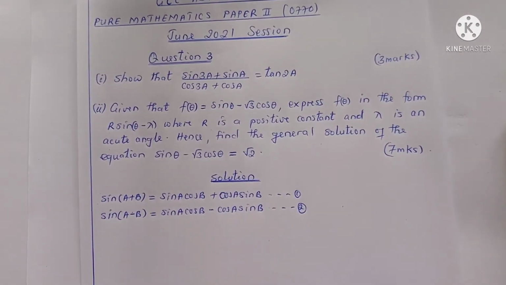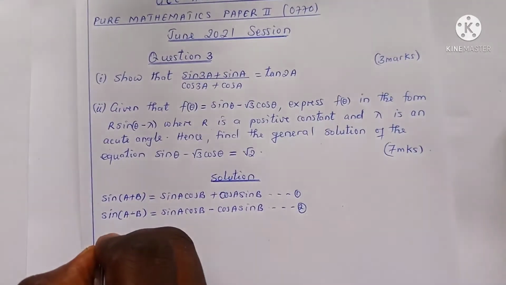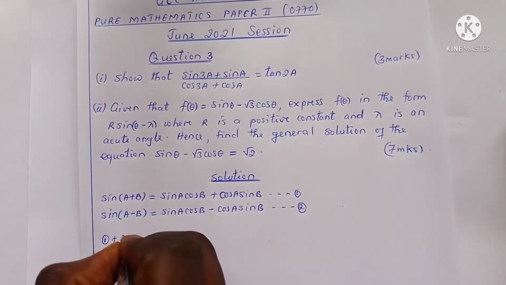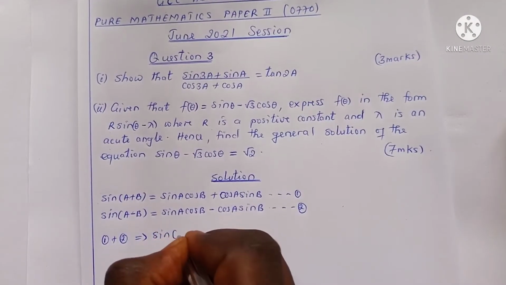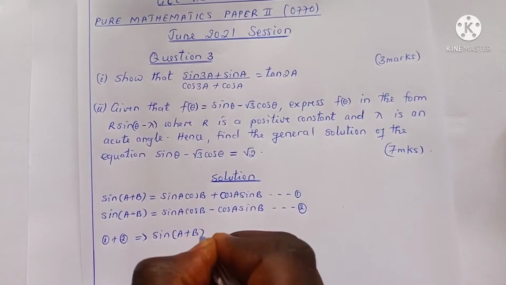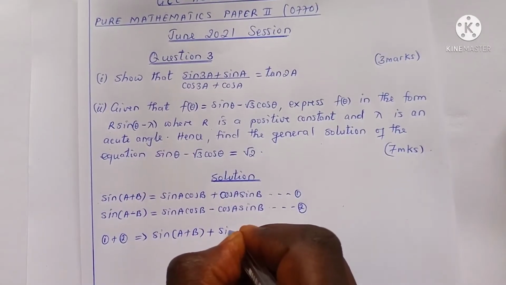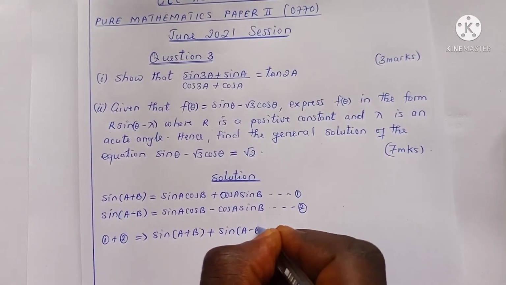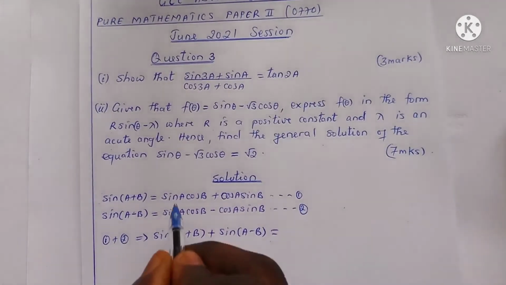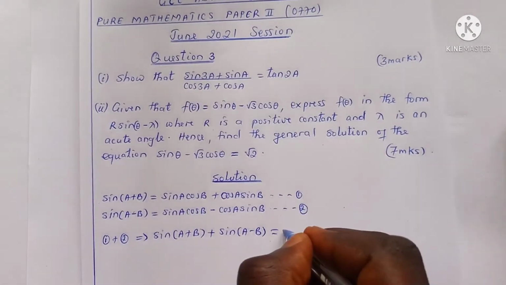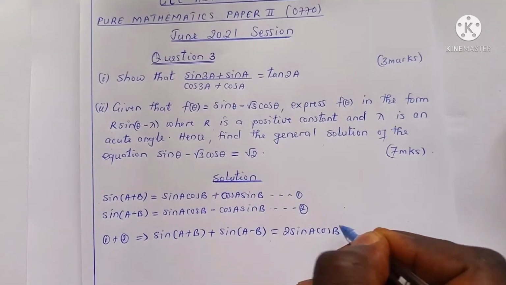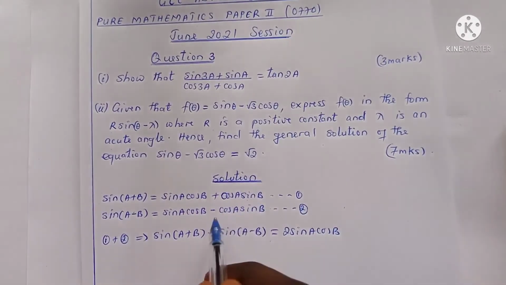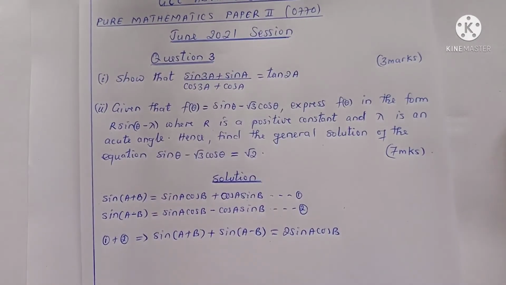If we add these two equations, this is what we're going to obtain. So if you take equation 1 plus equation 2, here we're going to have sine a plus b plus sine a minus b, which is equal to, we know sine a cos b plus sine a cos b gives us 2 sine a cos b, and cos a sine b plus negative cos a sine b gives us 0. So this is what we are going to obtain.